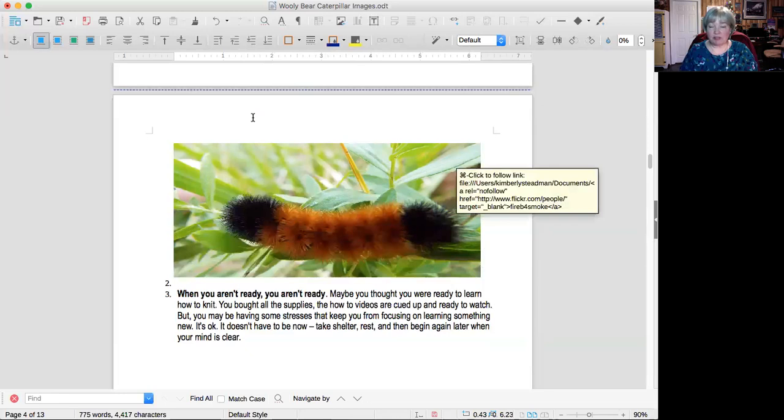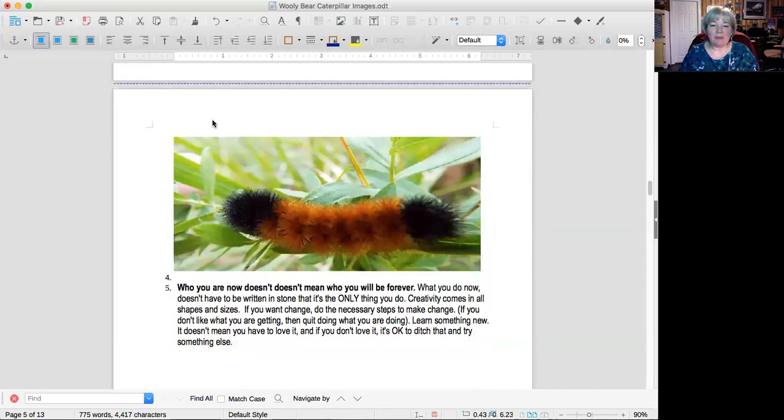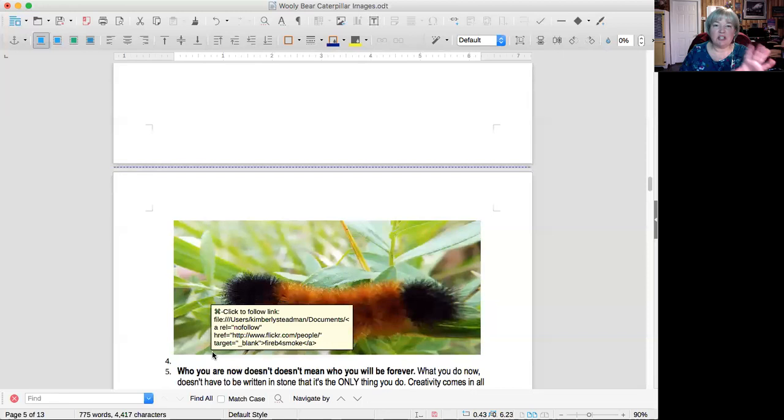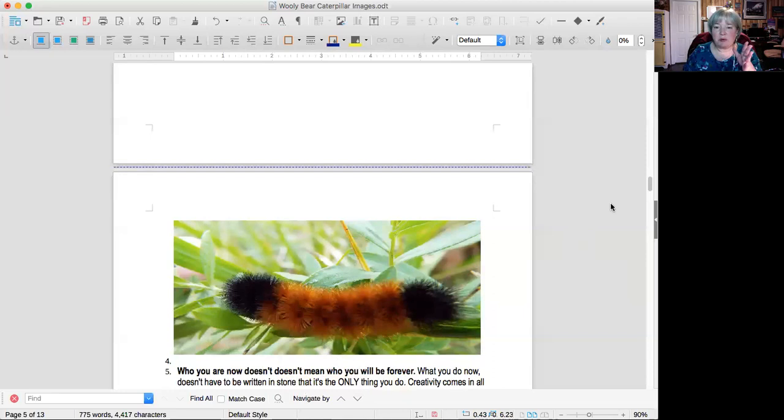All right. The other lesson we can get from the woolly bear caterpillar is who you are now doesn't mean who you will be forever. And especially as an author, as I look at other authors and the books they've written, I was just in the library last week looking at a children's book, a really thick chapter book written by an author. And I looked next to it and there was another children's book by that same author. And it was a 32-page picture book.